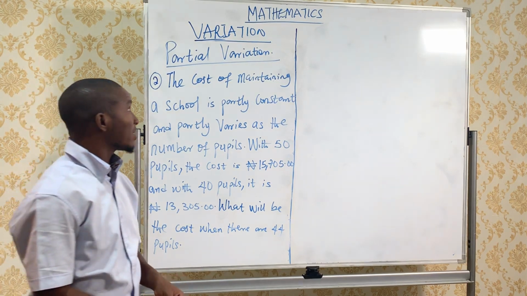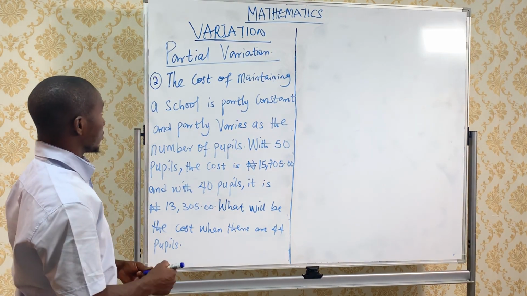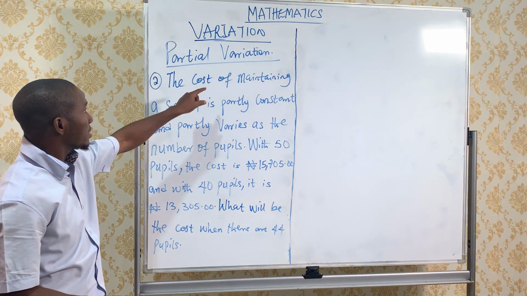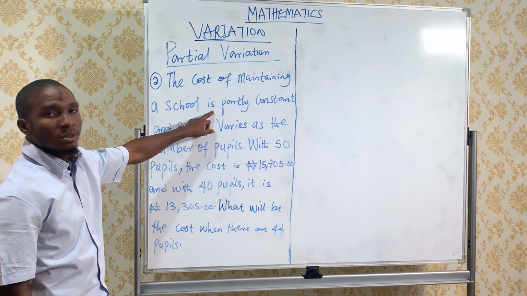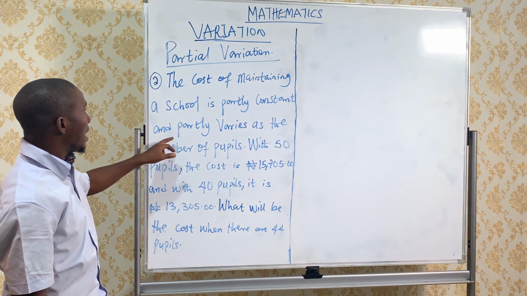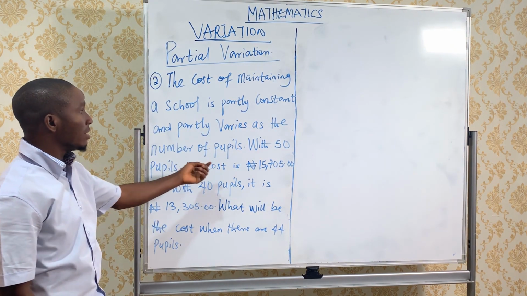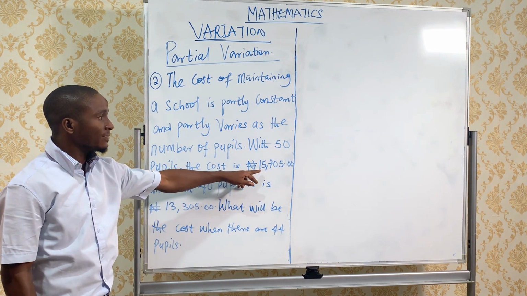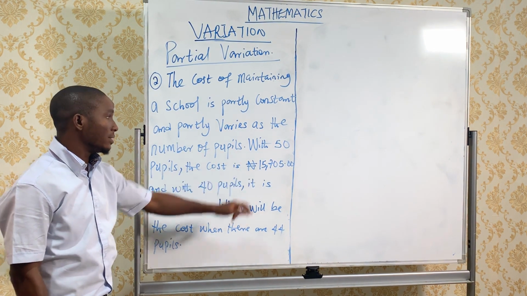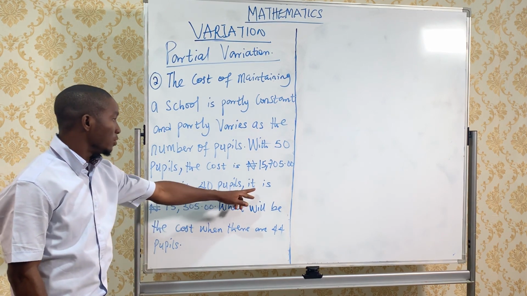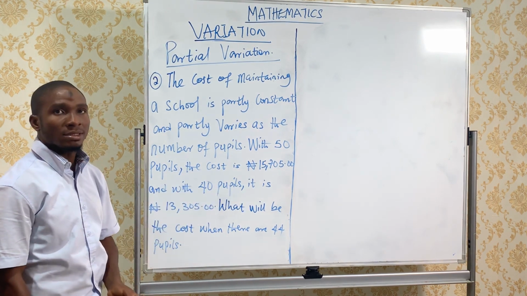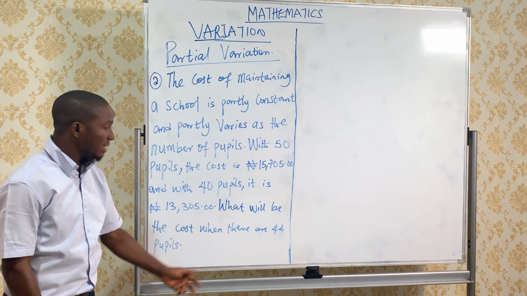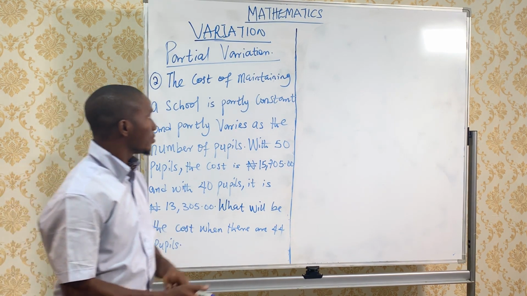Now, we'll be looking at the second question on partial variation. The question goes thus. The cost of maintaining a school is partly constant and partly varies as the number of pupils. With 50 pupils, the cost is 15,705 naira. And with 40 pupils, it is 13,305. What will now be the cost when there are 44 pupils in the school?